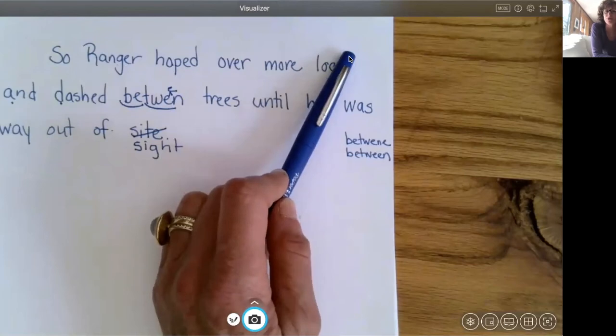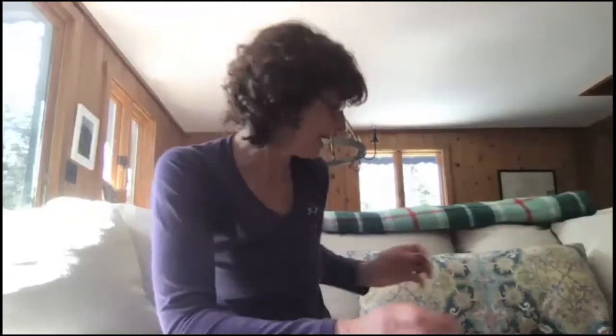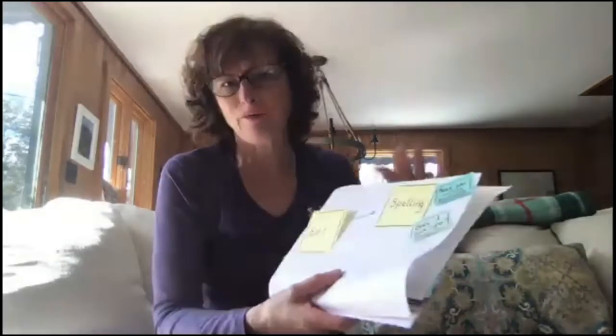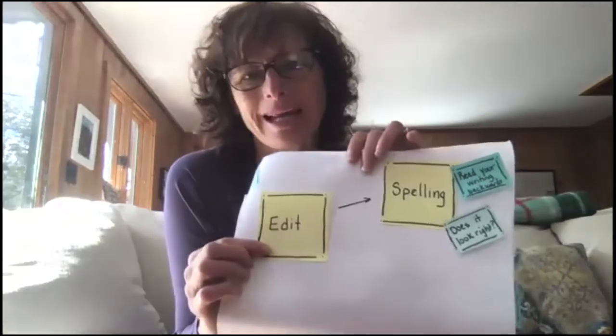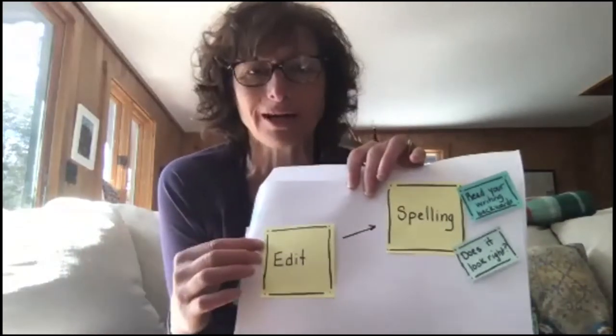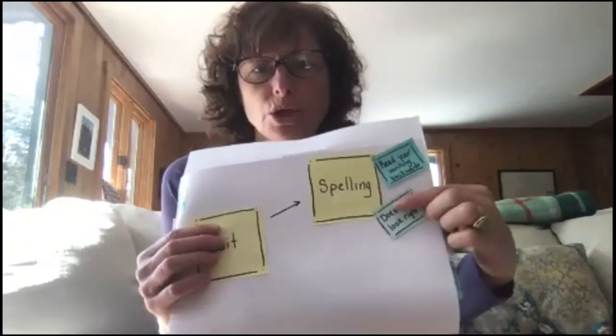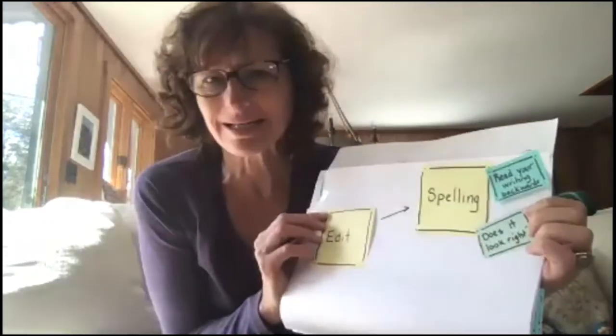Do you see, writers, that we use strategies for spelling as we're writing, and we use strategies for spelling after we've written. So editing, we can do at any point. Sometimes when we finish our writing for the day, sometimes when we're in the middle of writing, and remember at the end. So two strategies to check your spelling are read your writing backwards, and then does it look right?